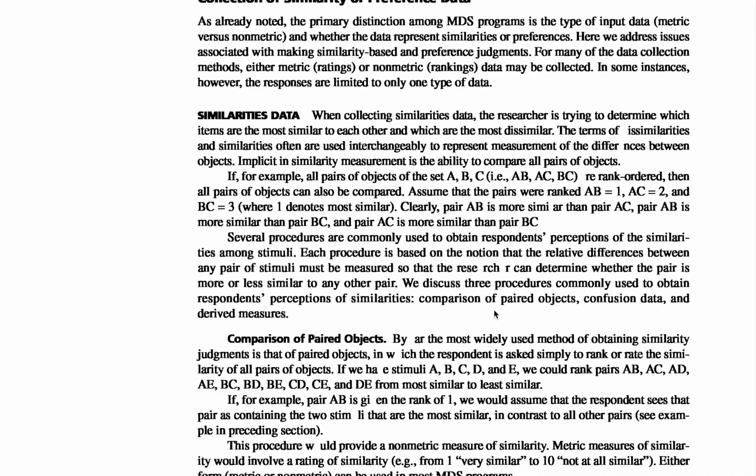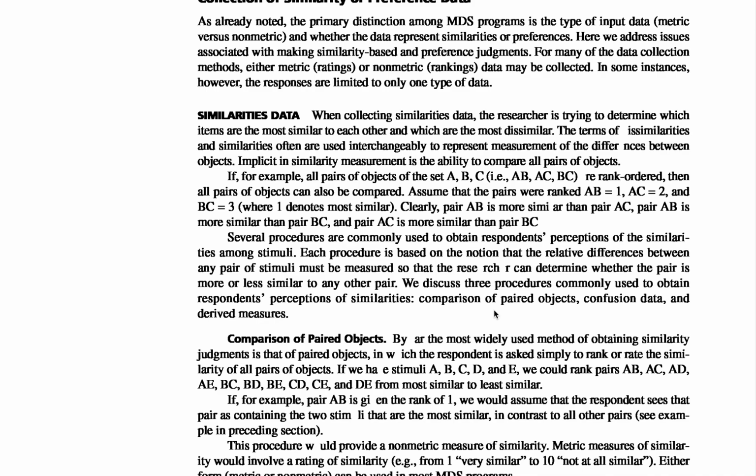and the similarity measurement is the ability to compare all pairs of objects. If, for example, all pairs of the objects in the set A, B, C, that is AB, AC, and BC, are rank ordered, then all pairs of objects are also compared. Assume that the pairs were ranked AB equal to 1, AC 2, and BC 3, where 1 denotes most similar. Clearly pair AB is more similar than AC, pair AB is more similar than pair BC, and pair AC is more similar than pair BC.